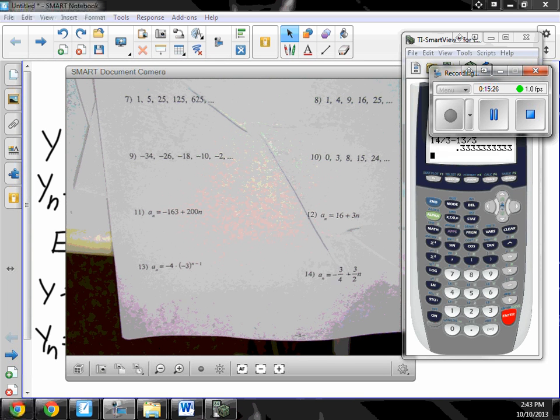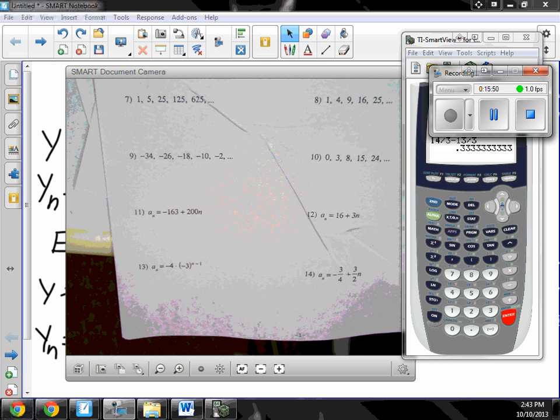Number 13. Now, 13 is a little bit tricky, but it is geometric. The reason it's geometric is because the only variable is the variable in the exponent. So it is geometric. Okay, number 14, arithmetic.